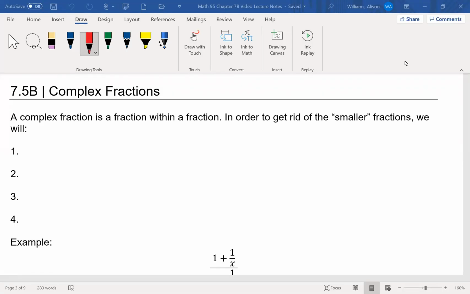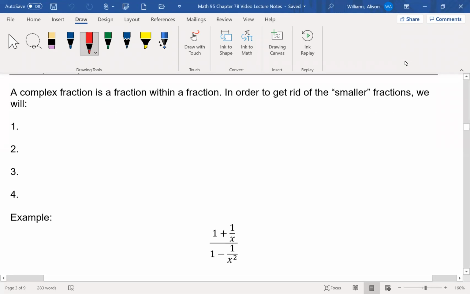In this video, we're going to go through complex fractions. Now, a complex fraction is a fraction within a fraction. In other words, it's a fraction that also has smaller fractions in it. So here, let me just scroll down. That's an example of a complex fraction there. We have two little fractions in the numerator, one in the denominator, inside of a bigger fraction.